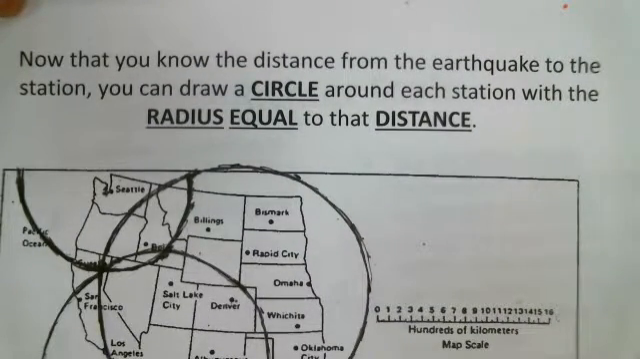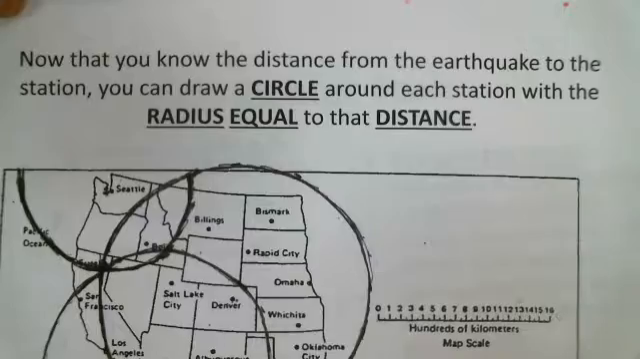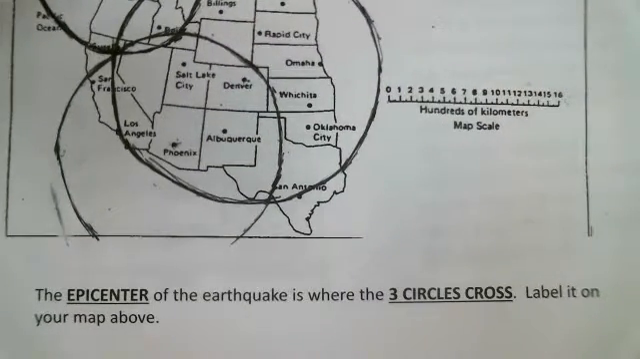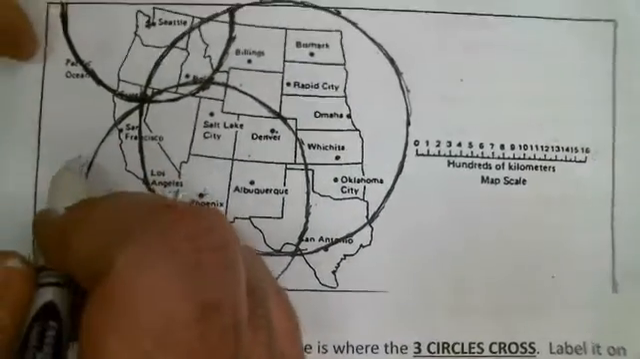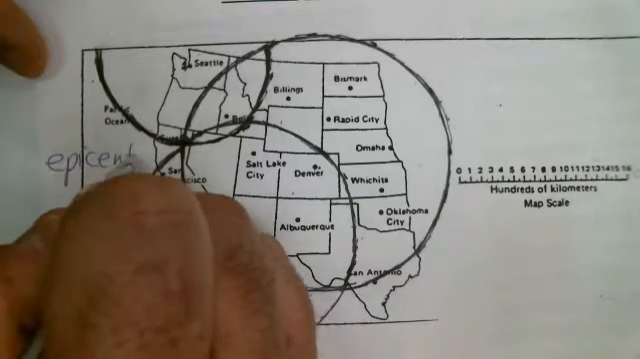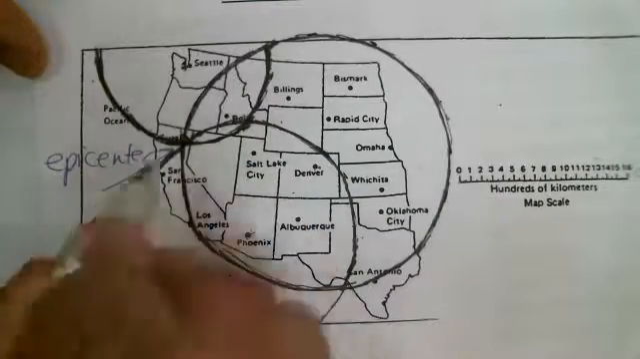Now that you know the distance from the earthquake to the station, you draw a circle around each station with a radius equal to that distance. The epicenter of the earthquake is where the three circles cross. So let's write it on the map. Epicenter with an arrow right there.